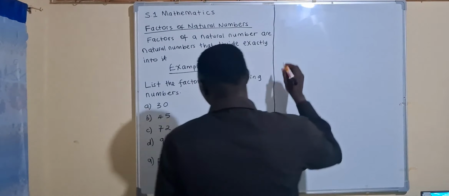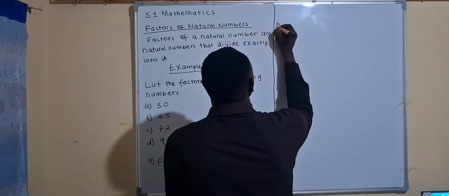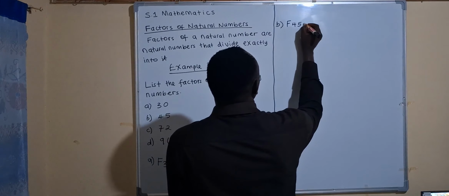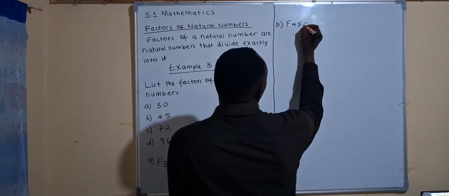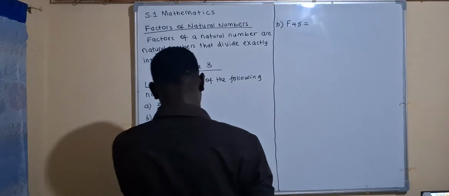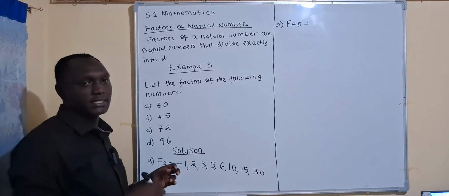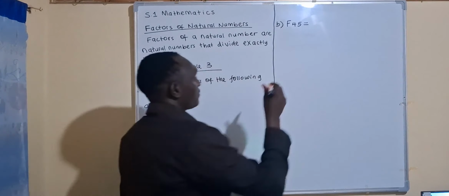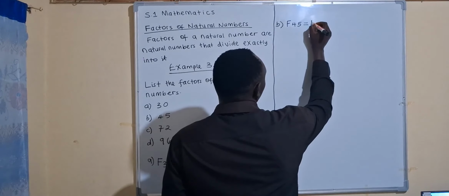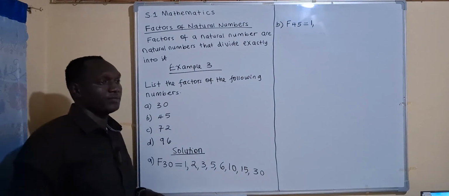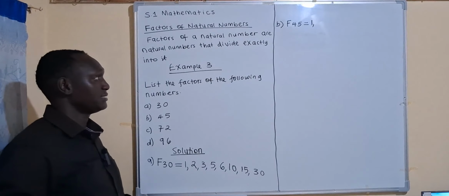Then we go to part B, factors of 45. These are numbers to which when 45 is divided, the remainder is 0. And they are natural numbers or counting numbers. We normally start from 1. 1 is a factor of every number. 45 divided by 1, we get 45 and the remainder is 0.